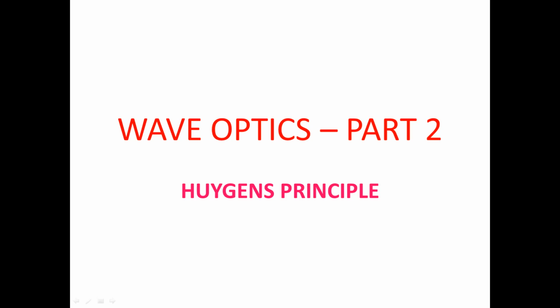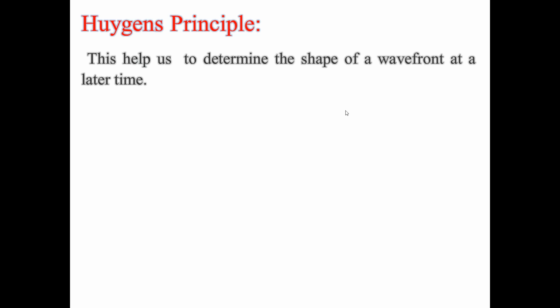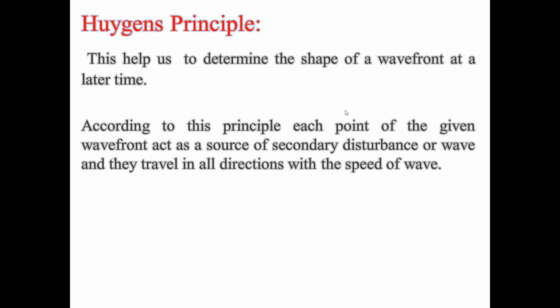In this class, let us learn Huygens principle. This principle helps us to determine the shape of a wavefront at a later time from a given wavefront. According to this principle, each point of the given wavefront acts as a source of secondary waves, and they travel in all directions with the speed of wave.